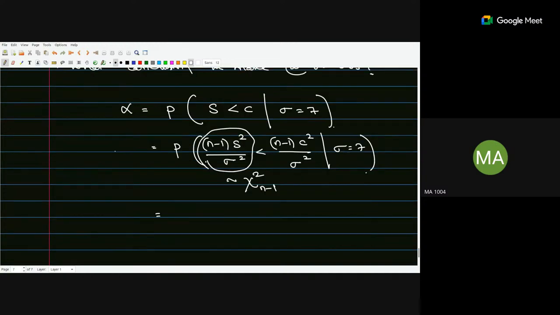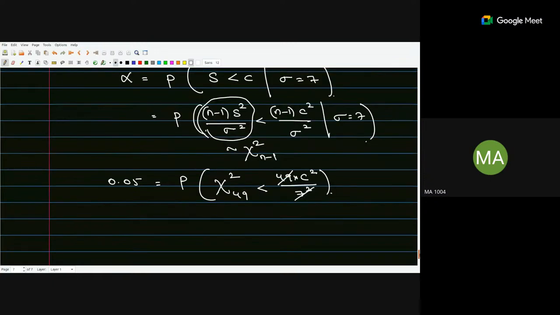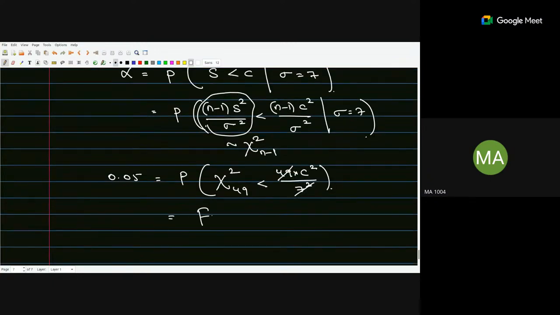So I can simply write, the left hand side is 0.05, and this is chi square N, where N is given to be 50. So 50 minus 1 is 49, less than 49 into C square divided by 7 square. So this and this get canceled out, and this will be F chi square 49 of simply C square. This is equal to 0.05.